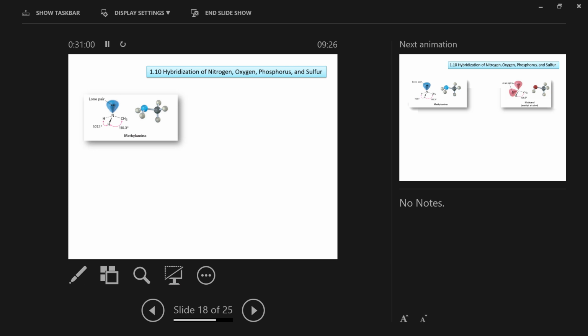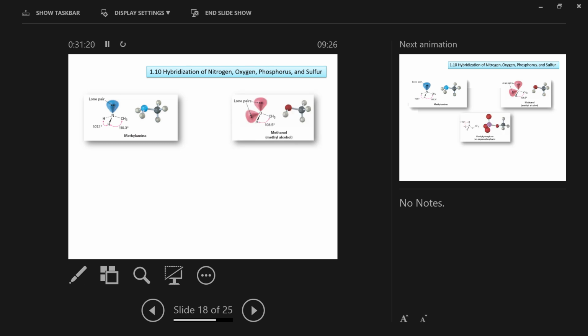What happens with the hybridization of nitrogen, oxygen, phosphorus, and sulfur? Well, exactly the same as with carbon. Okay, the only difference is that now we have a lone pair. In the case of nitrogen, we have a lone pair. In the case of oxygen, we have 2 lone pairs, etc.